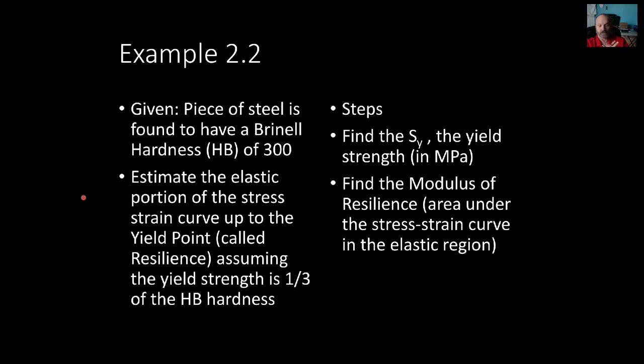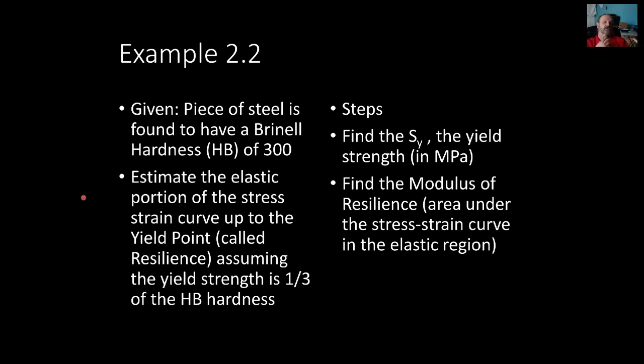So this is a common property that people use when designing mechanical structures. A rule of thumb that's often used for determining resilience is that the yield strength is one third of the HB hardness. So if you do a hardness test, you can do a rule of thumb calculation to determine what the equivalent HB hardness is, and vice versa. The first step is you want to come up with the yield strength. That's when you go from an elastic to a plastic region. If you remember, that's when the material yields. That's usually in megapascals.